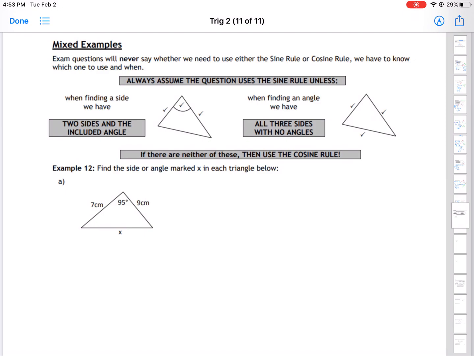Okay, I'm going to stop this video here as the iPad's running out, and I will upload two separate videos. So I'll upload another video with the results for the mixed examples and the past paper examples.